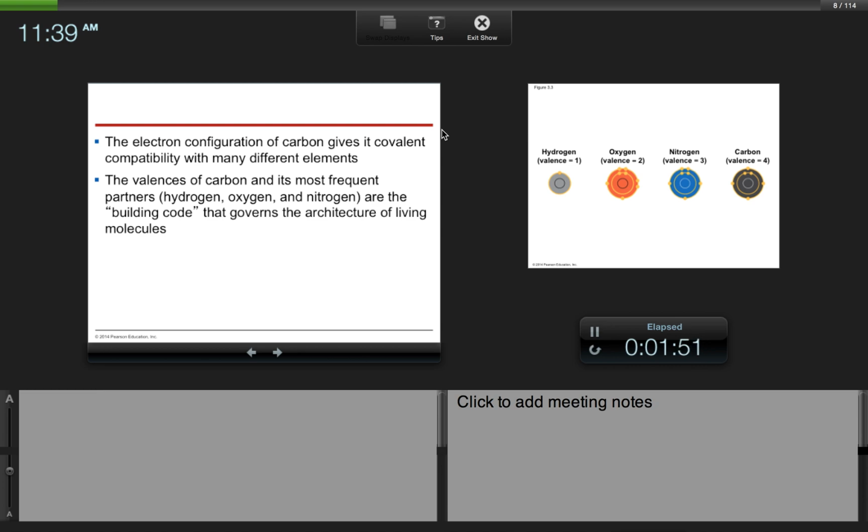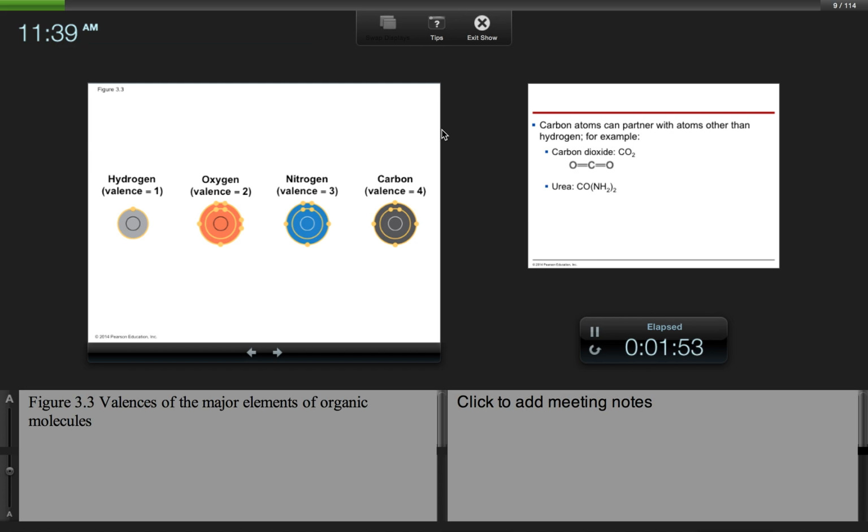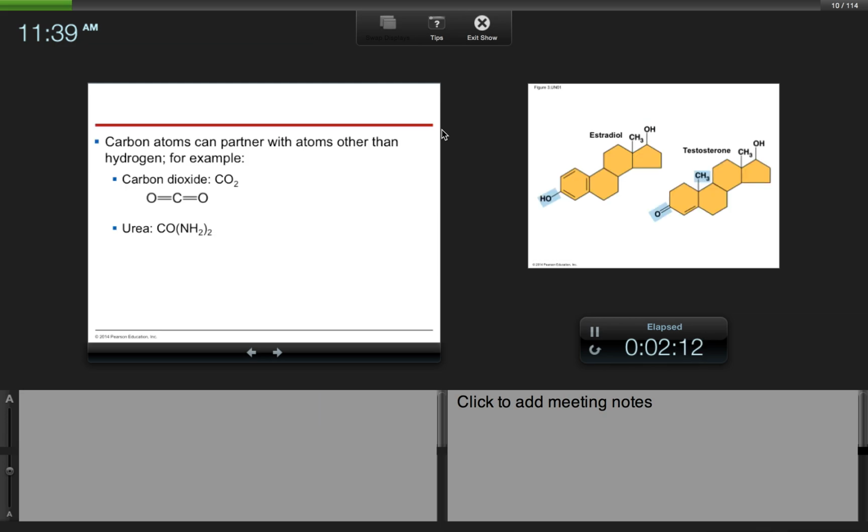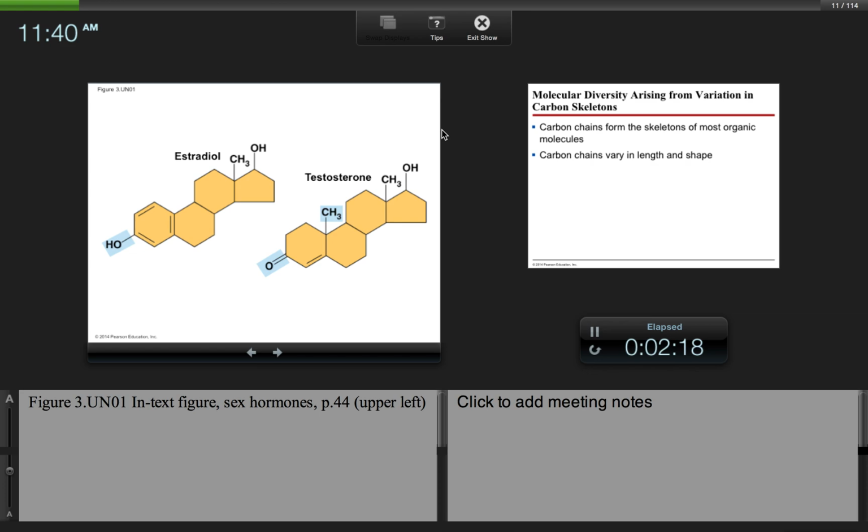architecture of living molecules. So hydrogen's valence is 1 because it needs 1 electron to fill its outer shell. Oxygen has 6 valence electrons, so it only needs 2 more to fill its shell to make 8. Nitrogen has 5, so it needs 3. Carbon has 4, so it needs 4. Carbon atoms can partner with atoms other than hydrogen, for example, carbon dioxide or urea. Here are 2 sex hormones.